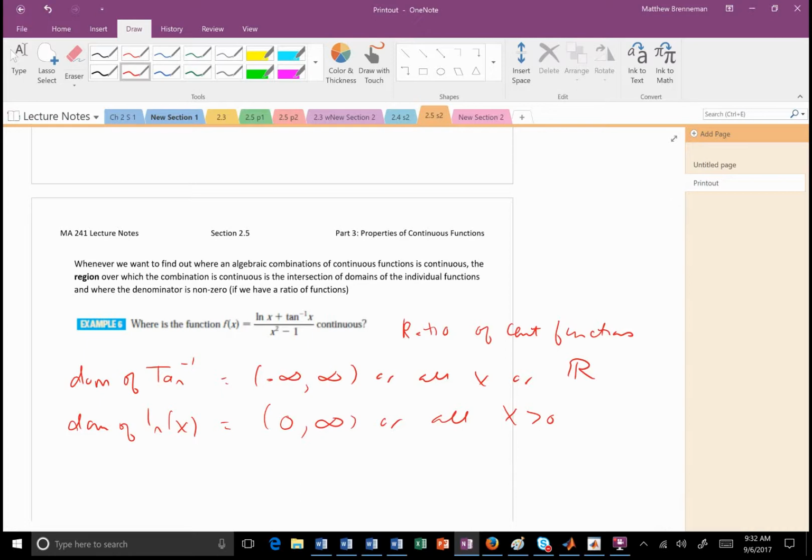Now, the domain of x squared minus 1 is everywhere. It's a polynomial, right? What do I have to watch? I have to watch where the function is continuous and where it's 0, right? So here, I'm going to be a little careful. I'm not going to write domain because it's not the domain. The domain's everywhere. But the values where this is non-zero. So this is the values where x squared minus 1 is continuous and non-zero.